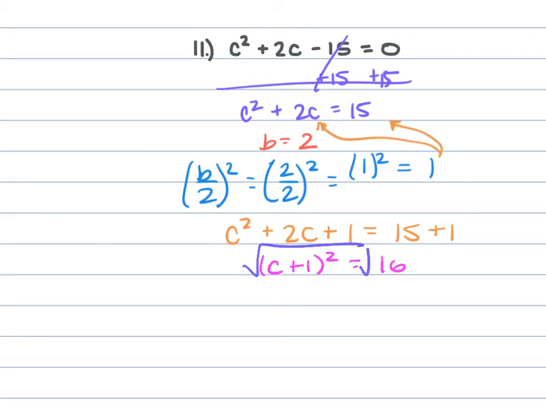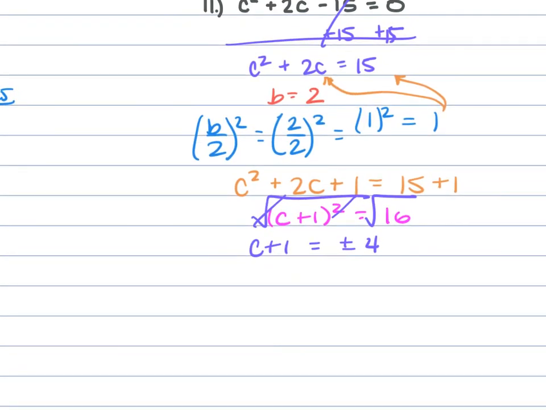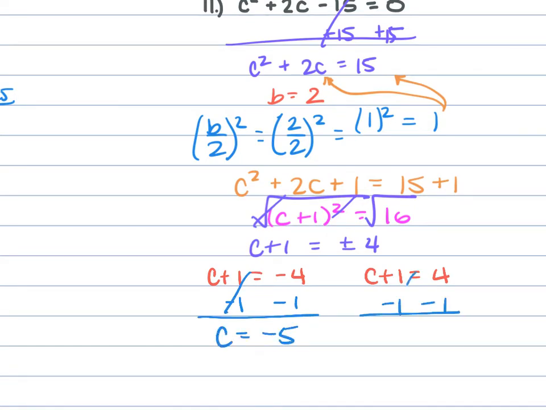We take the square root of both sides. So we're going to get c plus 1 is equal to plus or minus 4. We separate this into two equations to have c plus 1 is equal to negative 4, as well as c plus 1 is equal to positive 4. We're subtracting the 1 from each side, so c is equal to negative 5, and c is equal to 3. So again, if you were doing this on a quiz, you would see the answer choice of negative 5 comma 3 and pick that one.